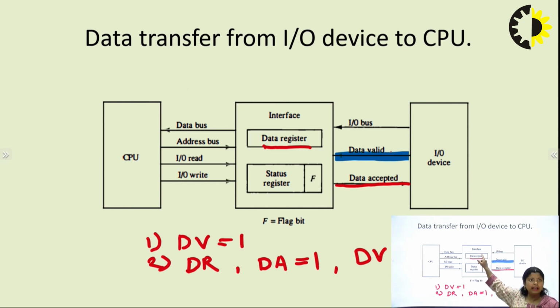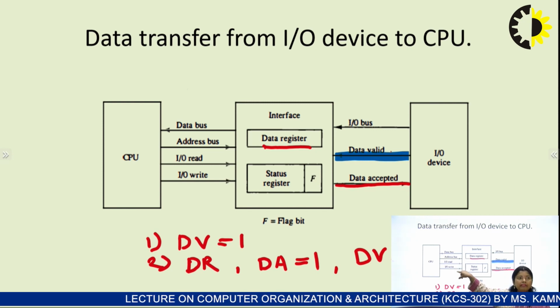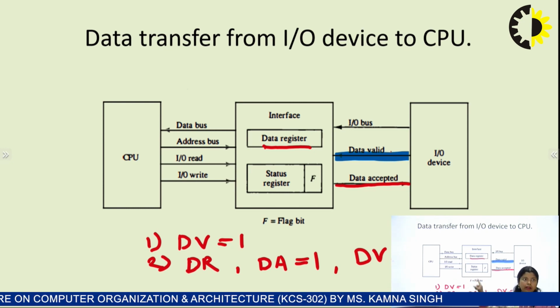At that time, the data bus, address bus and control bus connect the interface to the CPU. The data bus and address bus carry the data and the address where that data information is to be stored in the memory. The IO read and IO write lines will be enabled at the time when DA equals 1.